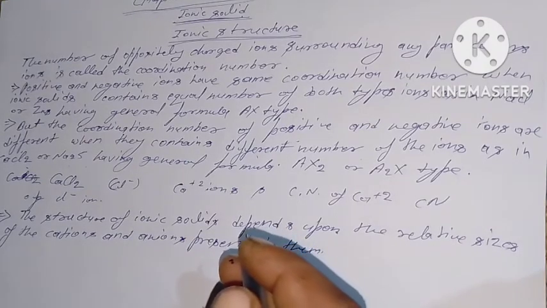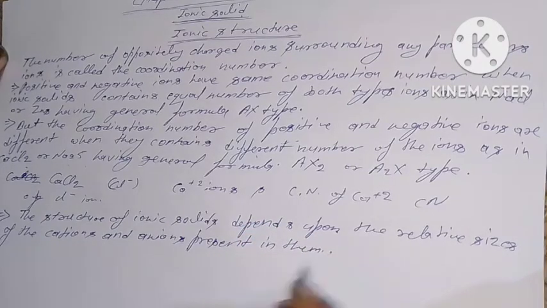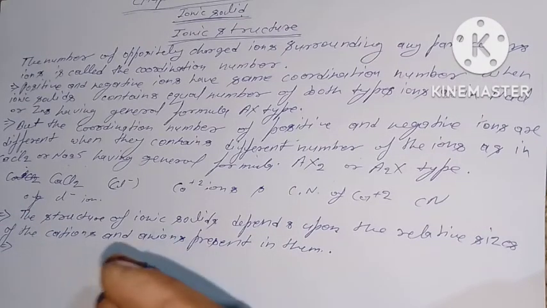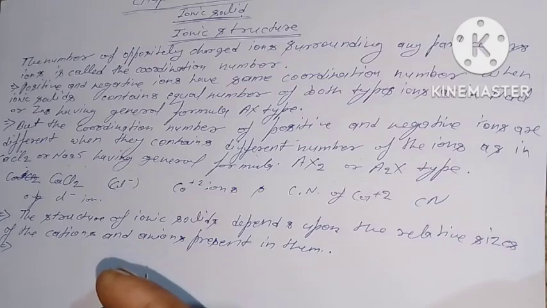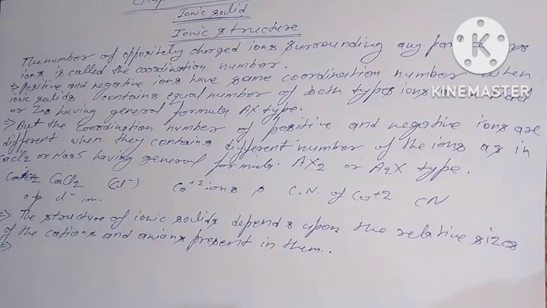Next point. If anions are comparatively larger, they form a close packed arrangement of the types octahedral or tetrahedral. The cations occupy the interstitial sites of tetrahedral or octahedral. Okay. Next, studying radius ratio effect and coordination number.